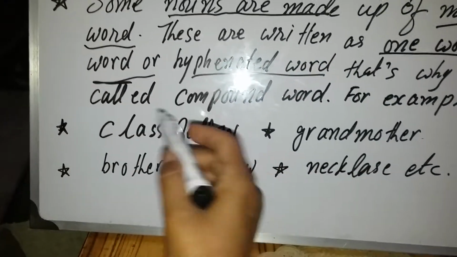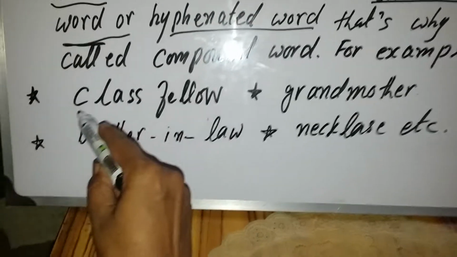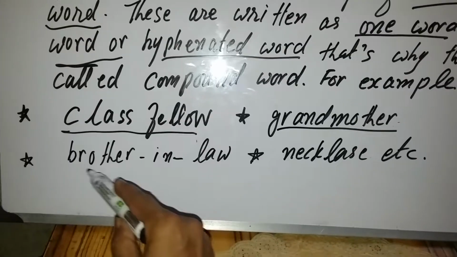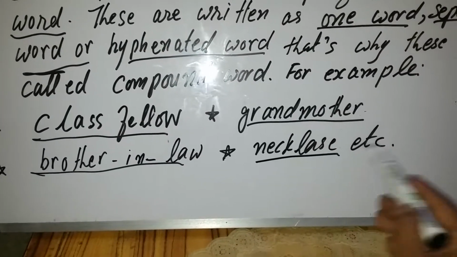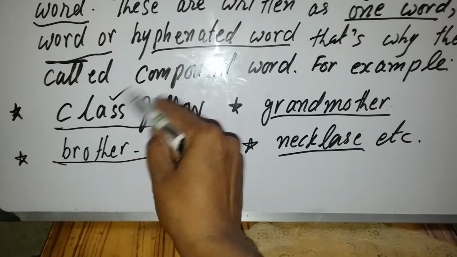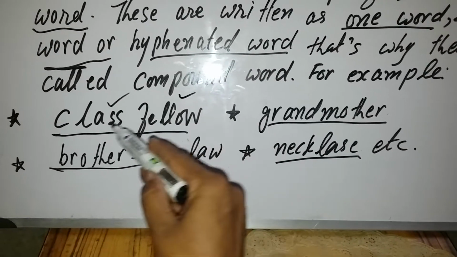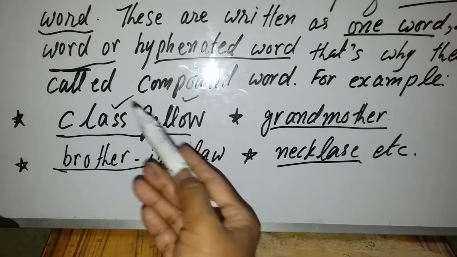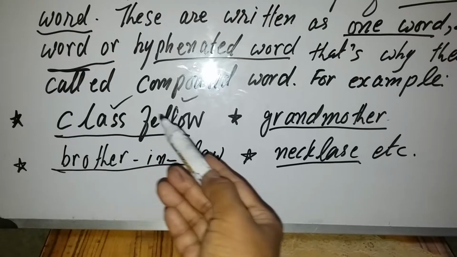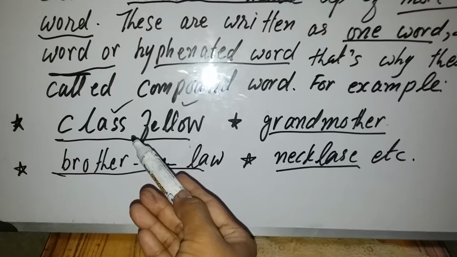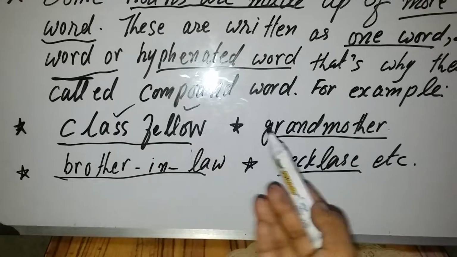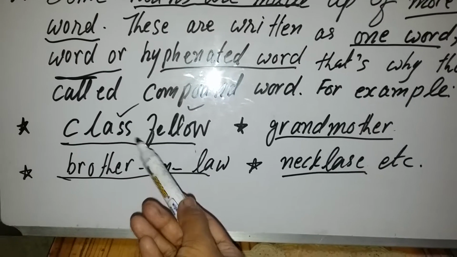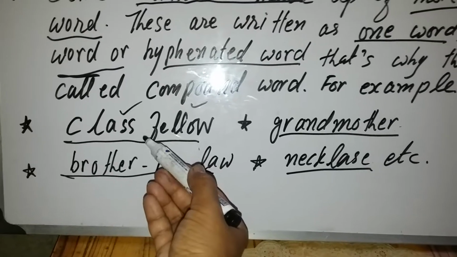For example, class fellow, grandmother, brother-in-law and necklace, etc. Class fellow. Now these are two nouns, two words, class and fellow, and we have made it one word by combining them, class fellow. Now this is a noun and it is called compound noun. We have not joined these two words, but there is a space between them.